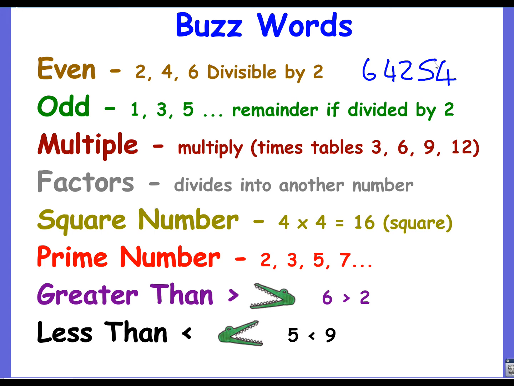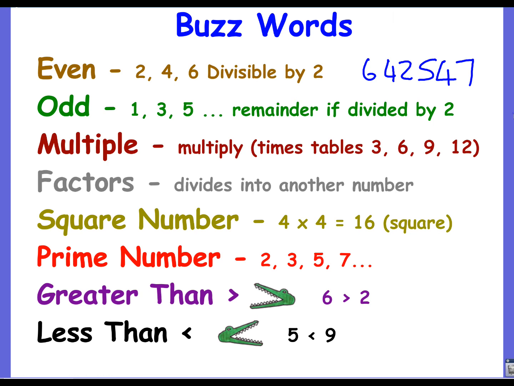An odd number has a remainder if it's divided by 2. So odd numbers are 1, 3, 5, 7, 9, and so on. And we know an odd number because it will always end in one of those digits. So if we just put a 7 on the end of the number we had before, then this number, 642,547, is odd because it ends with a 7.